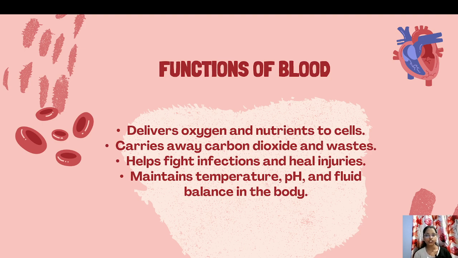Okay, the next function is to fight against infection, and it also heals injuries. Various components are present in the blood, and they are involved in fighting infection. As we know, WBCs are present in the blood, and these WBCs are involved in fighting against infection. Again, platelets are present in the blood, and these platelets are involved in healing injuries. The next function of blood is temperature maintenance, then pH maintenance and body fluid maintenance in the body.